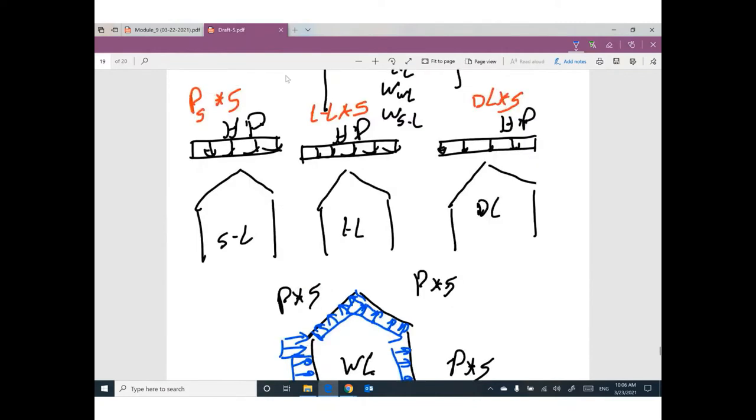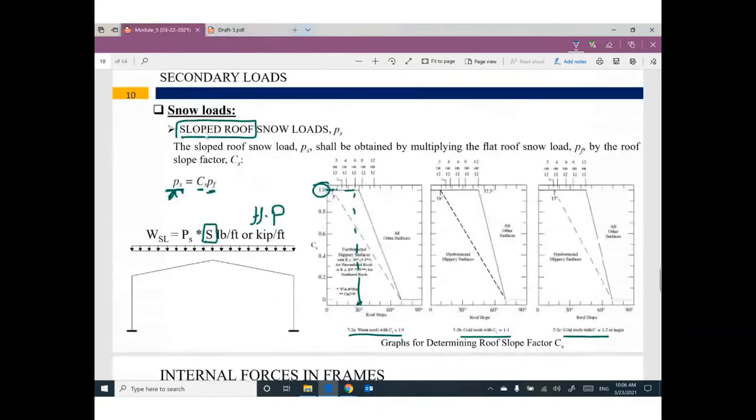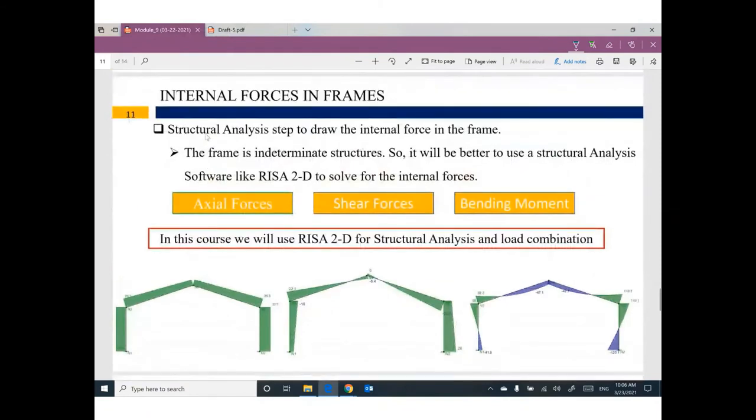Once you calculated the dead load, live load, snow load, and wind load, the next step is we need to analyze this frame using RISA 2D to figure out the axial force, the shear force, and the bending moment. Believe me, if you model a frame and you apply dead, live, snow, and wind load, you will get axial force, shear force, and bending moment diagram.